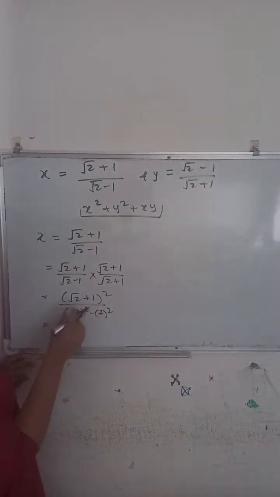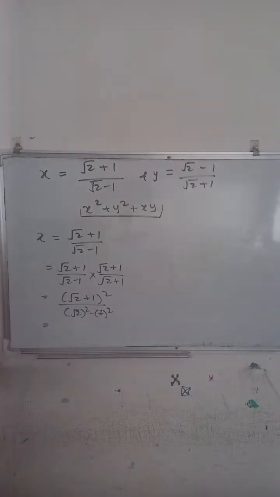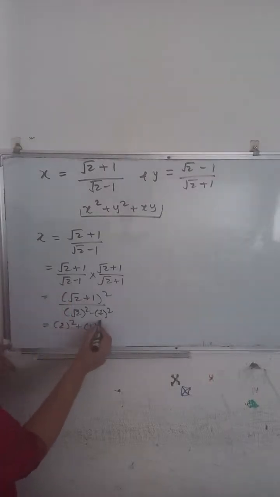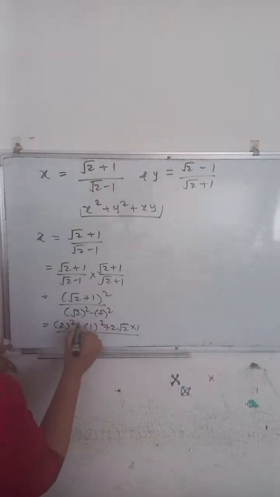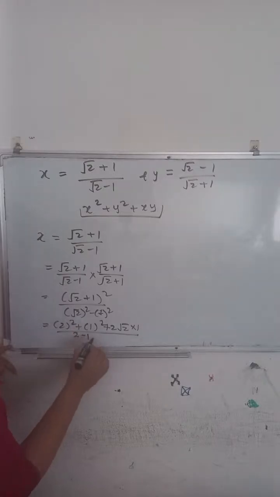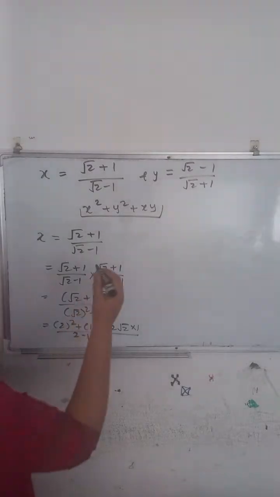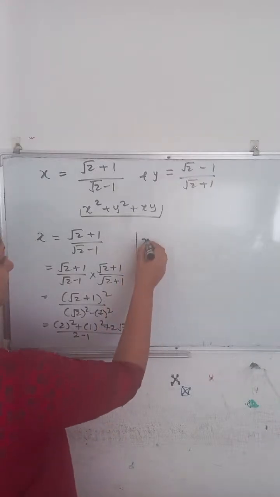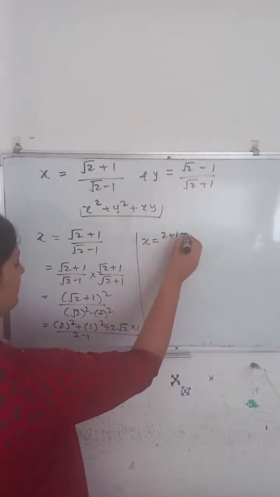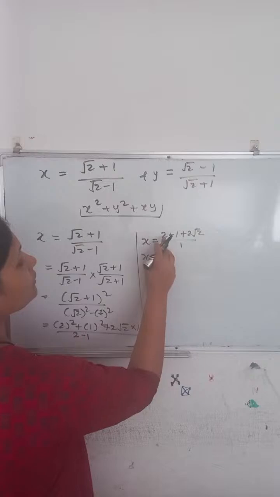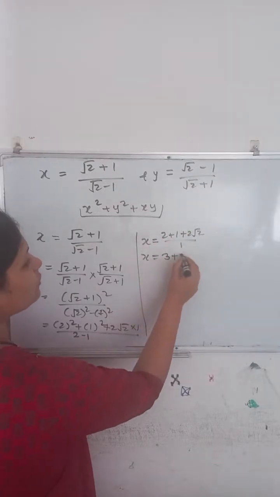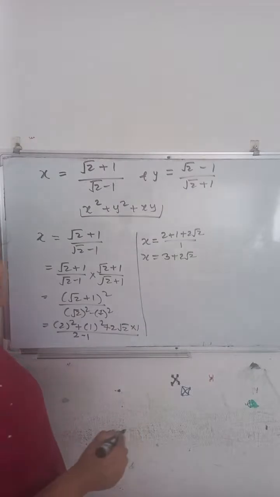Here you can expand this by a plus b whole bracket square, that is a square plus b square plus twice ab. So root 2 square plus 1 square plus 2 root 2 into 1. And here root 2 square is 2 and 1 square is 1, that is 2 minus 1 is 1. So we get the value for x is equal to 2 plus 1 plus 2 root 2 divided by 1. That is equal to how much here? 2 plus 1 is 3, plus 2 root 2. Okay, so this is the value for x.